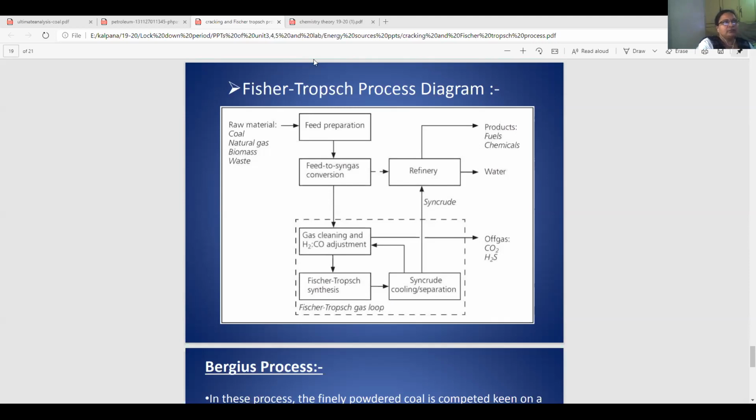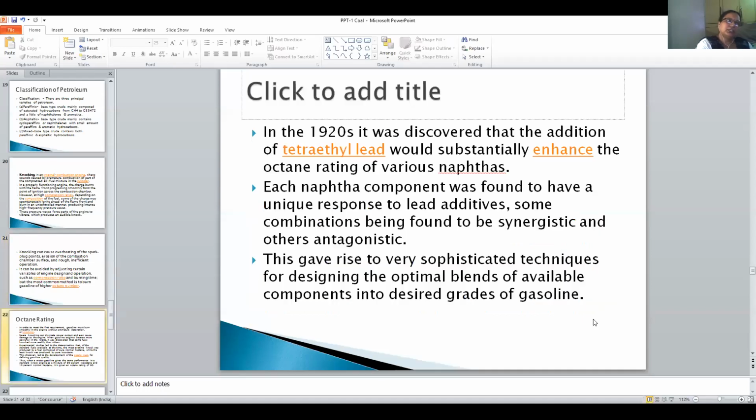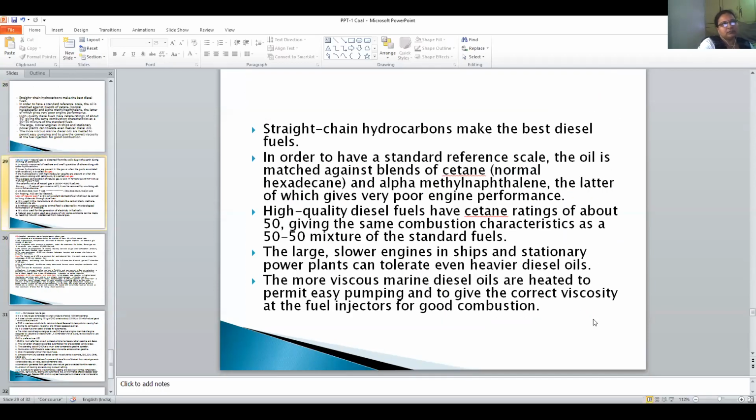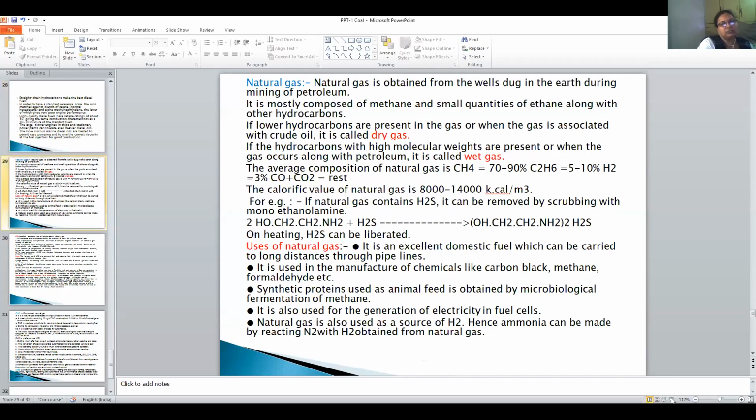Now we have finished solid fuels and liquid fuels, and now we will go for gaseous fuels. We have around three gaseous fuels to study: natural gas, then compressed natural gas, and then liquefied petroleum gas.